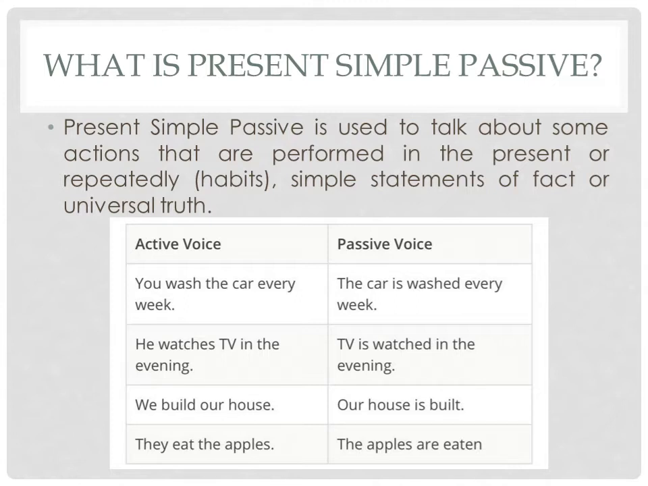Now look at example number 2. He watches TV in the evening. Okay, you see watches, but in the passive voice, TV is watched in the evening. Number 3, we built our house. Okay, but in the passive voice, our house is built. And lastly, they eat the apples and the apples are eaten. So basically, in active voice, you have the subject in the first position, but in passive voice, you have the object in the first position. Okay?